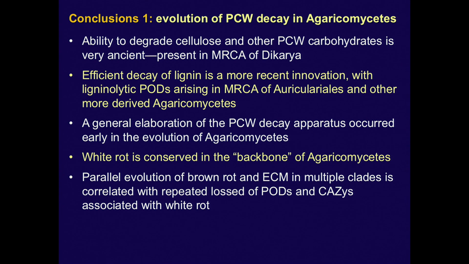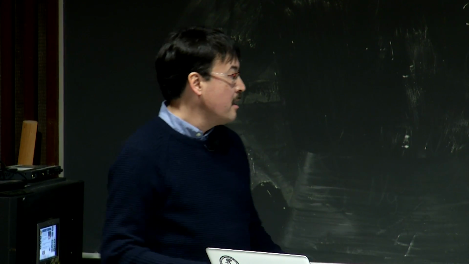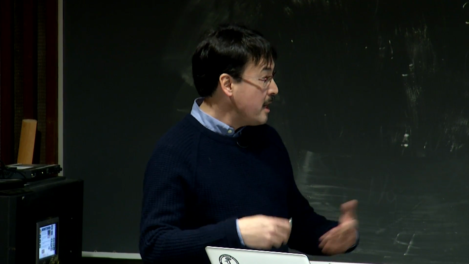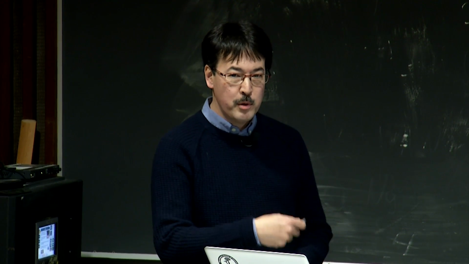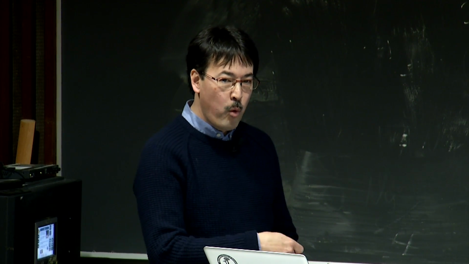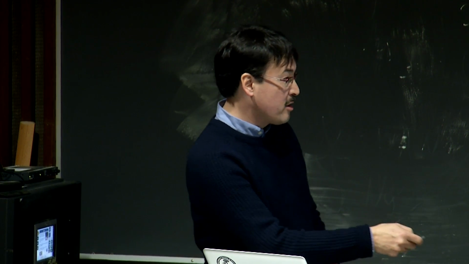White rot is conserved in the backbone of the agaricomycetes, but then with parallel origins of brown rot and ECM, there have been repeated losses across many of these gene families, so gains and losses, as agaricomycetes shifted away from this brute force method of white rot toward the more sophisticated brown rot and ectomycorrhizal nutritional modes.